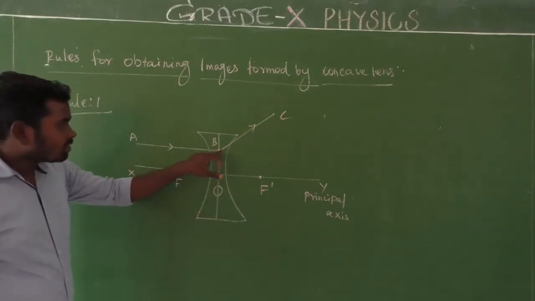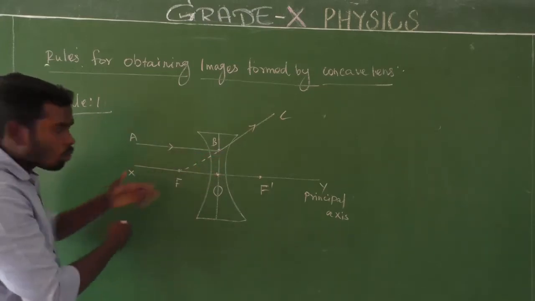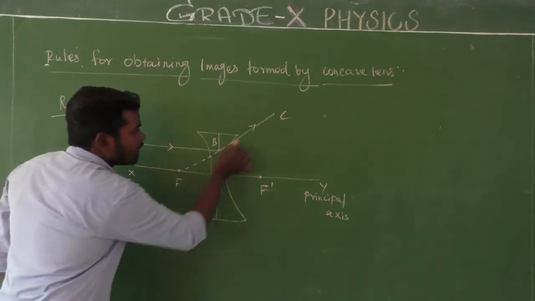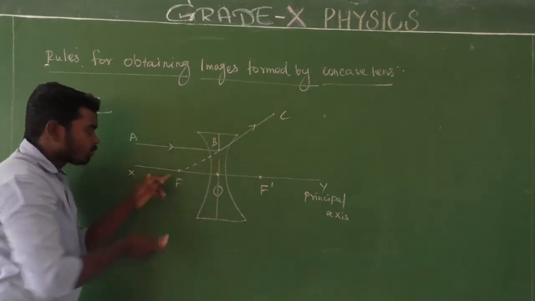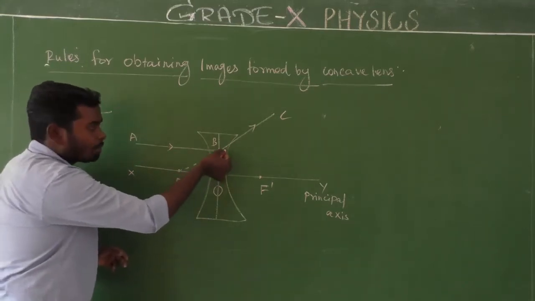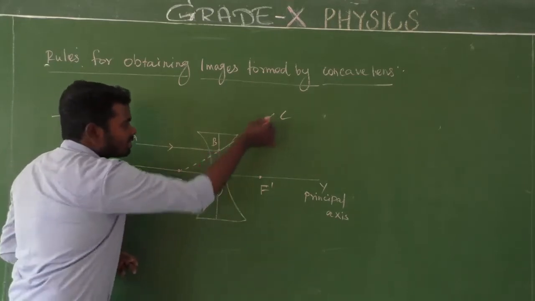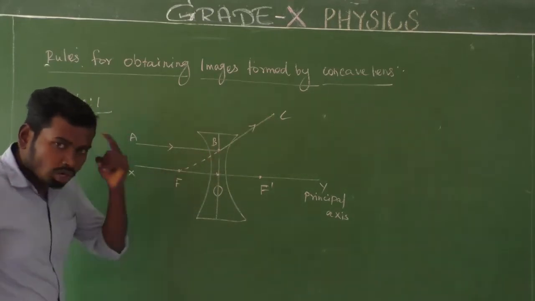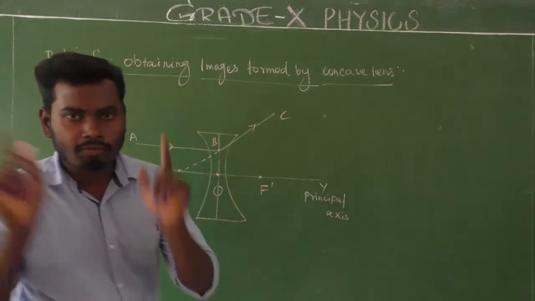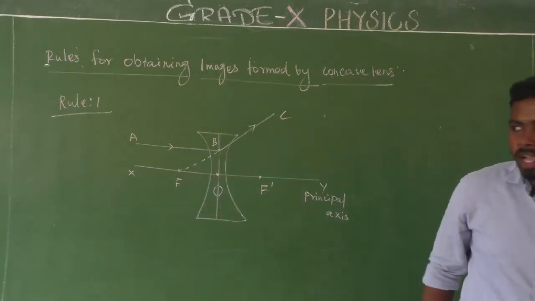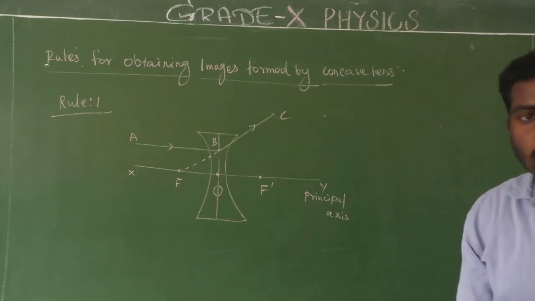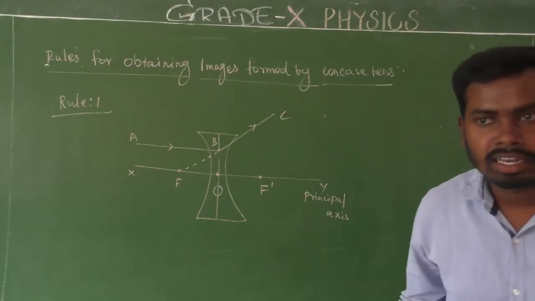If we extend this refracted ray at the back side, this is the front side, this is the back side, this refracted ray BC appears to be coming from its focus. This is the focus. F is the focus. So if we extend the refracted ray BC at the back side, note this word, it appears to be coming from its focus. This is the first rule for obtaining images formed by a concave lens. Is it clear? Yes, very simple.